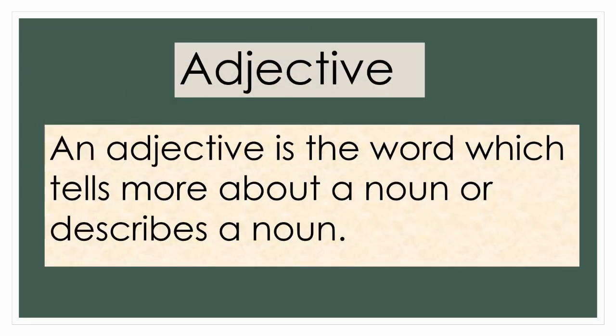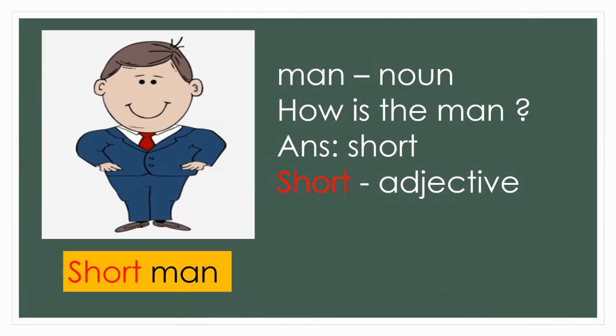Let's see what is an adjective. An adjective is the word which tells more about a noun or describes a noun. Here are the examples of adjectives. First is short man. Man is the noun. The question is, how is the man? Means what kind? Answer is short. So short is an adjective as it is telling us more about a noun.